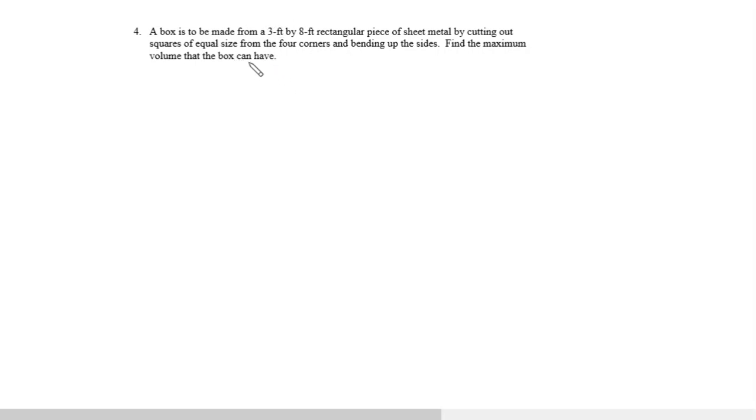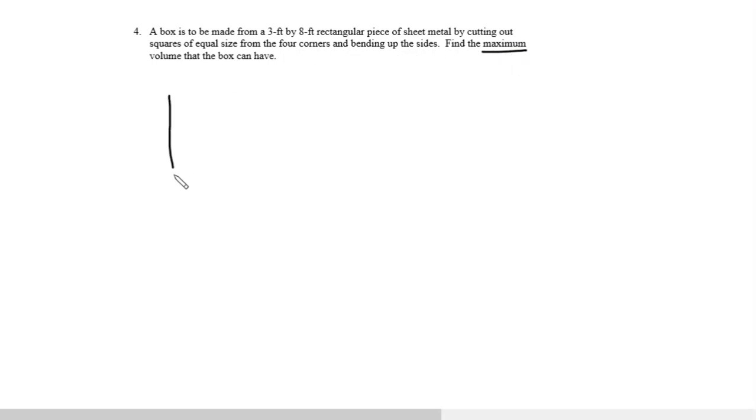A box is to be made from a 3 foot by 8 foot rectangular piece of sheet metal by cutting out squares of equal size from the four corners and bending up the sides. Find the maximum volume the box can have. Okay, so I see the word maximum, so that definitely tells me this is an optimization problem. So, like I said, let's first draw a picture.